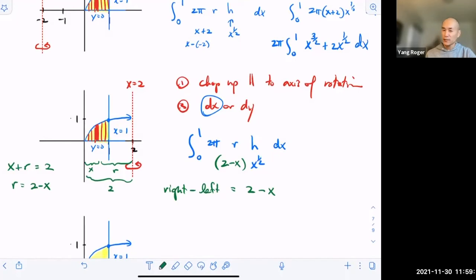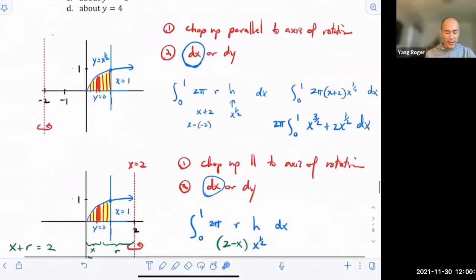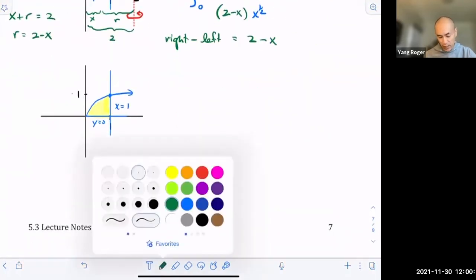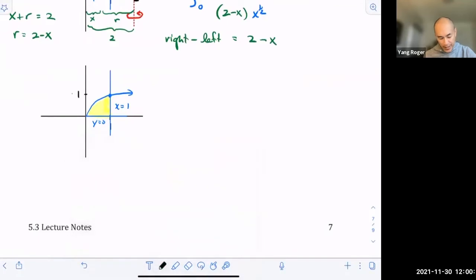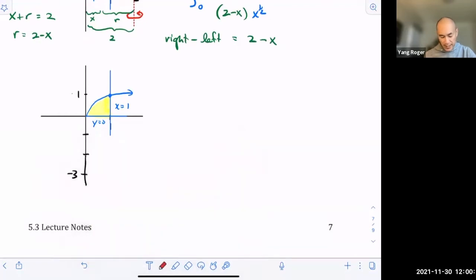We'll have 2 more examples, so then you can see even better. This case is the hardest case. I'm not going to lie. So for sure, about y equal to -3. So y equal to -3 is a horizontal line. So here's -1, here's -2, here's -3. So y equal to -3 looks like this.